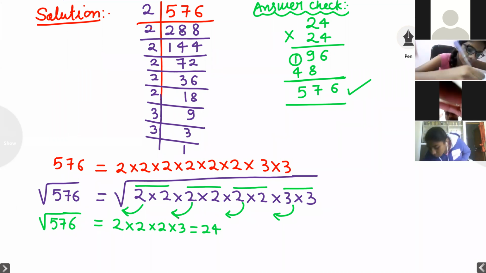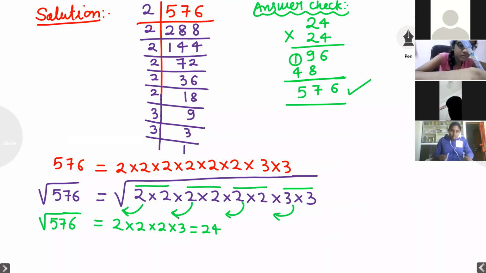But students, where you are making mistakes, you are dividing by a big number. Don't divide by the largest number. Always divide by the least number. Least prime number, not composite number.